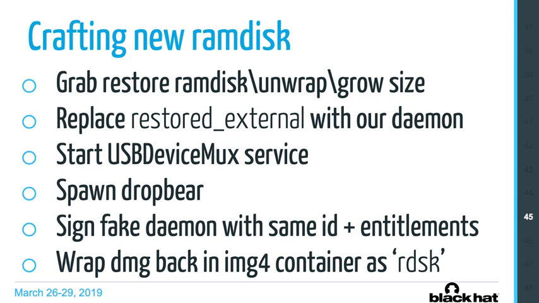All right, we're going back to our boot chain. So we already made the patches for the bootloader. We made the patches for the kernel. Now it's time for the RAM disk patches. The idea is we just take a restore RAM disk, unwrap it, grow its size a little, and find the restored external service. That's the one that will be executed when the kernel starts executing the binaries and launchd will execute it. In other words, that's the one that we need to replace.